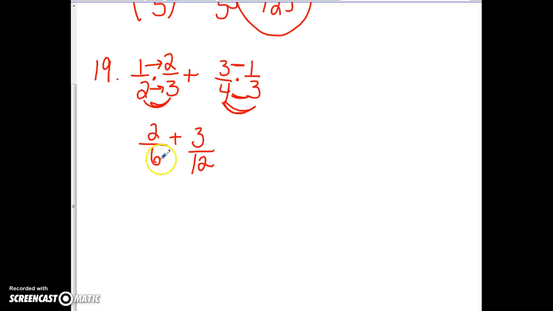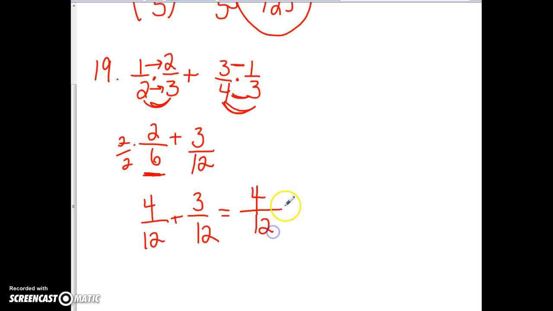Now when you add the fractions, this is where you need a common denominator. So I can change the 2/6 to have a denominator of 12. So I multiply top and bottom by 2, because 6 times 2 is 12. And then now I can add them. So I just add across the numerator. So 4 plus 3 is 7. Bring down that common denominator of 12. I can reduce this to 1/3 because I can simplify, divide both numerator and denominator by 4.